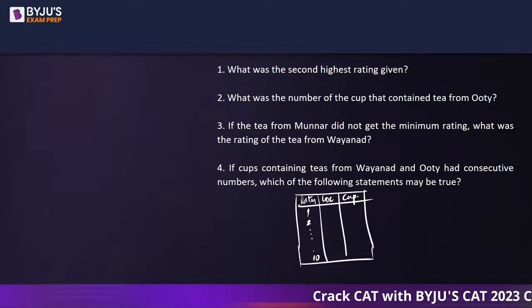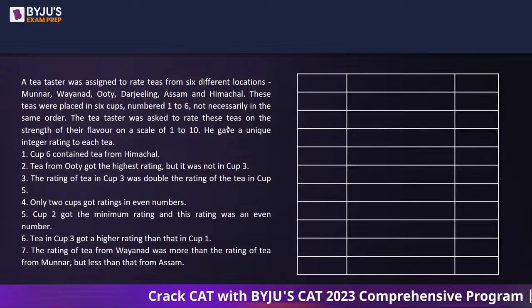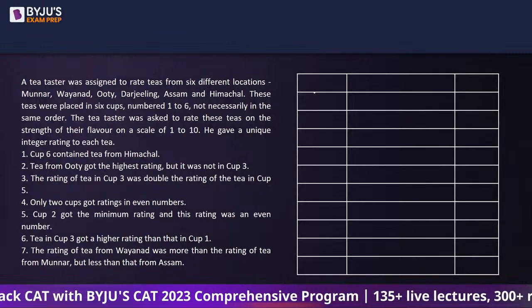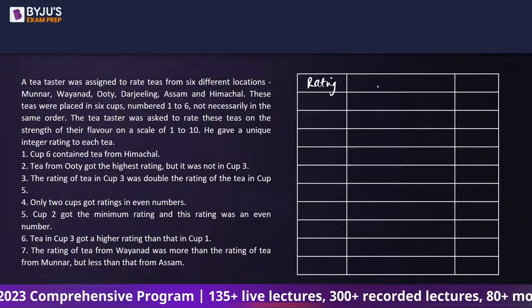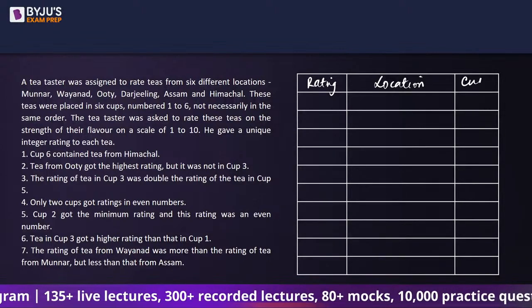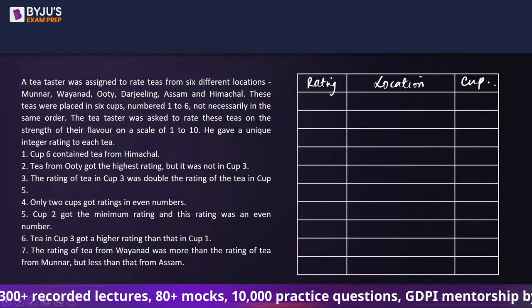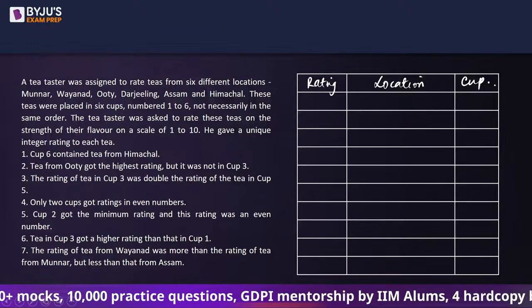Okay. So this is how I have drawn the table, and everything on the same slide so that we can keep track of things. So let's call the first column as rating, the second one as the location, and the third one as cup number. I have made sure that rating and cup number are far from each other. They are not consecutive, because they both contain numbers and it can get a little confusing.